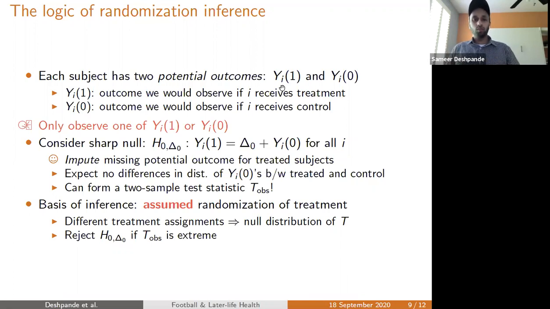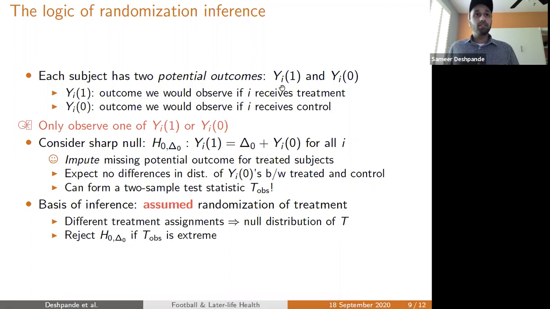The idea is that within a matched set, we have one treated subject and one control subject. We can imagine a different treatment assignment which flips the labels. If we flip the labels within some matched sets, we can compute a different test statistic. If we do this for all of the different possible treatment assignments, we can build up a null distribution. So if you're familiar with permutation tests or randomization inference, this is really all we're doing. Different treatment assignments generate a distribution of the test statistic under the null. And so if we see our observed test statistic as extreme, we can reject this delta zero.